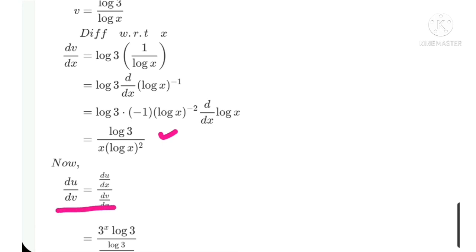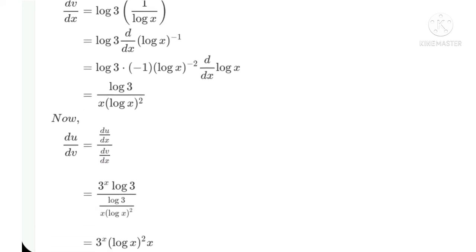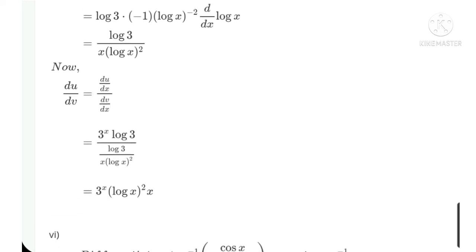Du by dv is equal to du by dx upon dv by dx. So putting the values, lastly we get 3 raised to x into x into log x whole square, log 3 gets cancelled, so we get 3 raised to x into x into log x whole square.